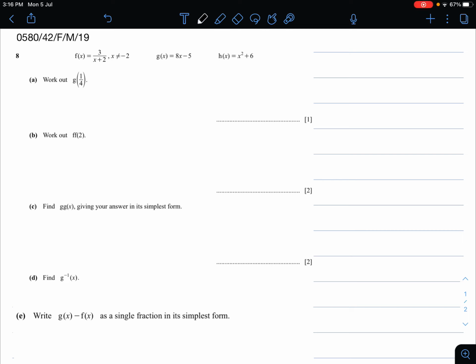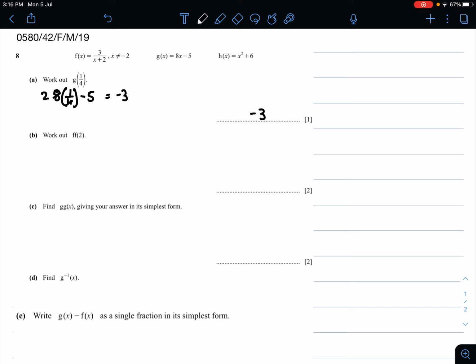Welcome to ANS Solver question 8. Work out g of 1 by 4. So what they are asking us to do here is to substitute 1 by 4 into the function g. So we can work out 8 multiplied by, since we have to substitute 1 by 4 instead of x, so 8 multiplied by 1 by 4 minus 5. So we can cancel the 4 and 8 because 4 times 2 is 8. So therefore 2 minus 5 will give us minus 3, being our final answer for part A.